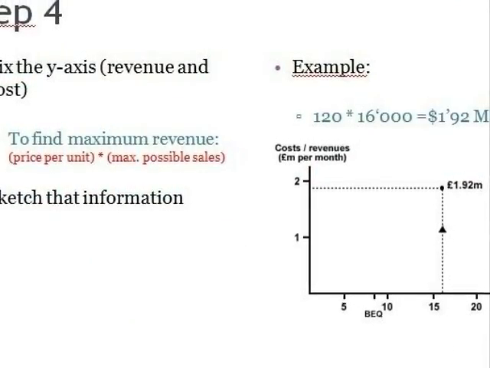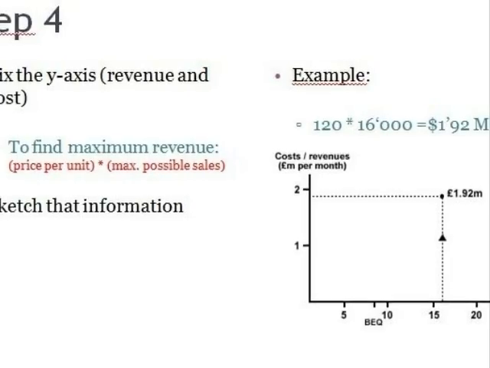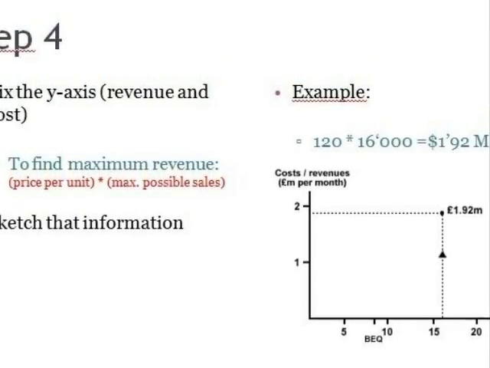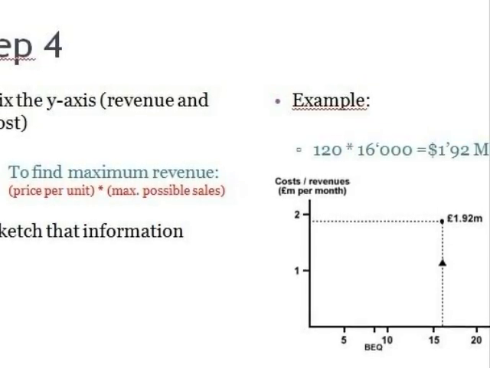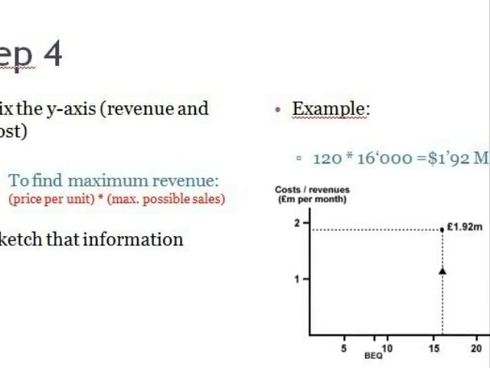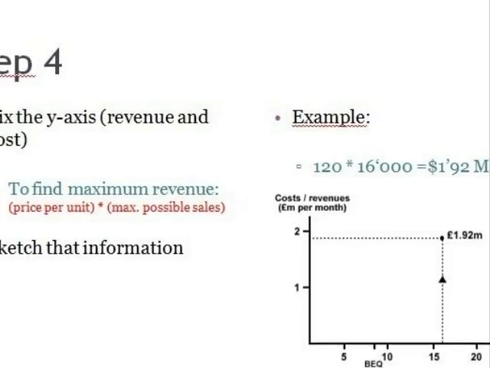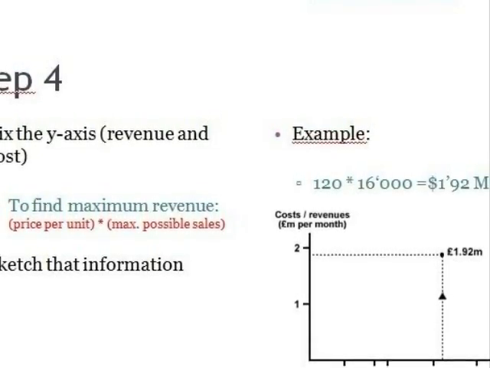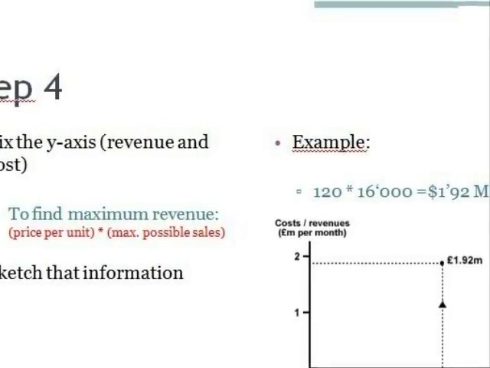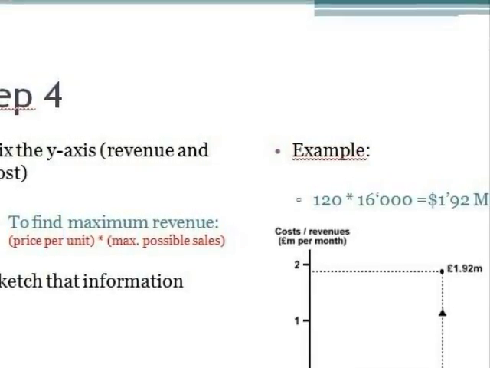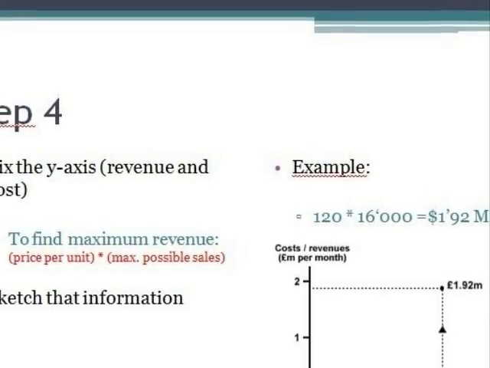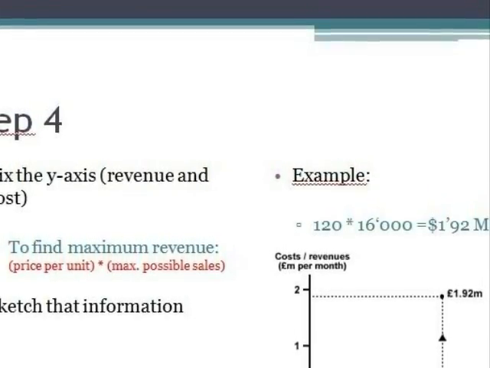Now we need to fix the y-axis, which shows revenue and cost. To find the maximum revenue, all we need to do is multiply the price per unit with the maximum possible sales. In our example, this would be 120 for the price per unit times 16,000 for the maximum possible sales. This gives you $1.92 million of maximum revenue. We draw this into our diagram in a horizontal line.